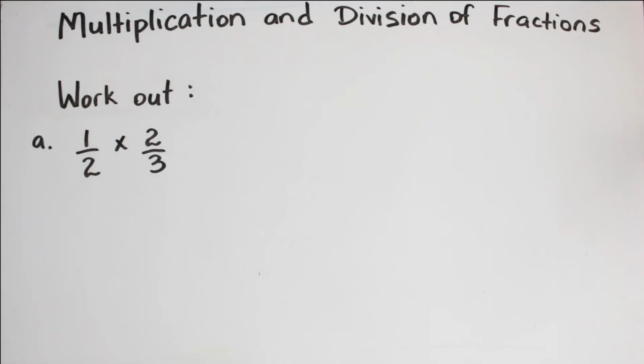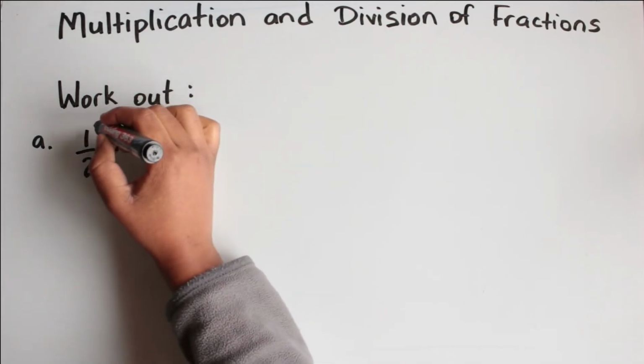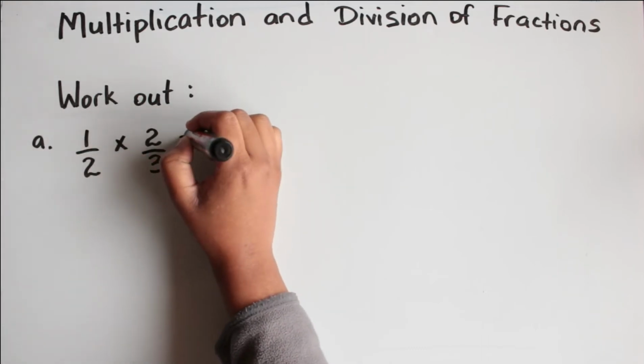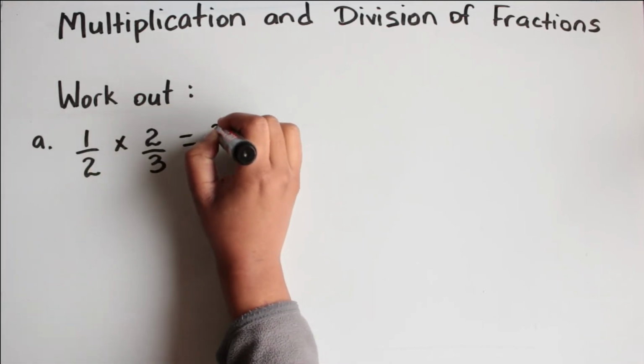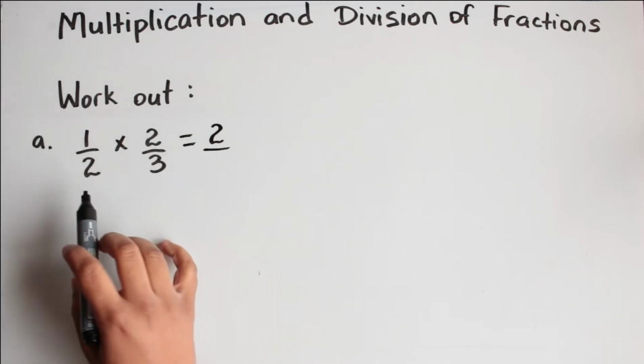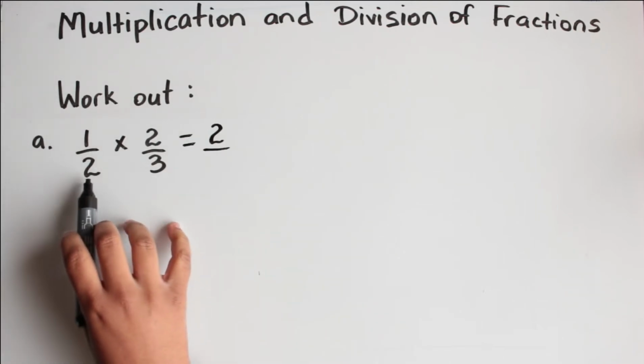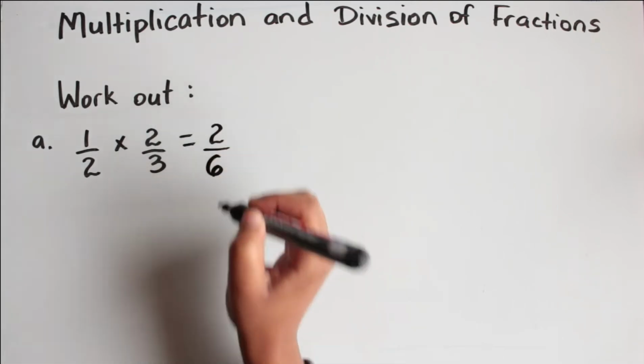So in multiplying fractions, all we need to do is just multiply across. We multiply numerator times numerator, so that's 1 times 2, 2. And then we multiply denominator by denominator, so that's 2 times 3, and that's 6.